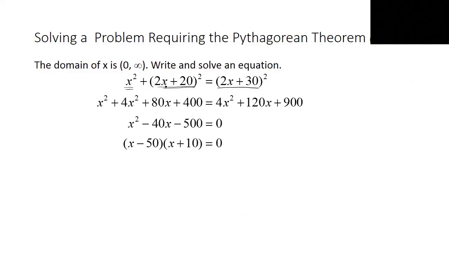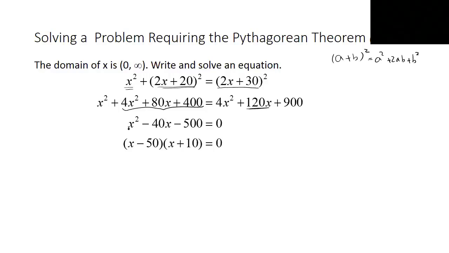To do the algebra, we just expand this. Everybody knows how to expand (a plus b) squared by now, so you can use the formula: a squared plus 2ab plus b squared. You can use that for maybe this part. It would be (2x) squared plus 2ab, which is 2 times 2x times 20, plus 20 squared, which would be 400. So that would be this side here. And then we do the same thing here: the first term squared plus 2ab plus the second term squared.